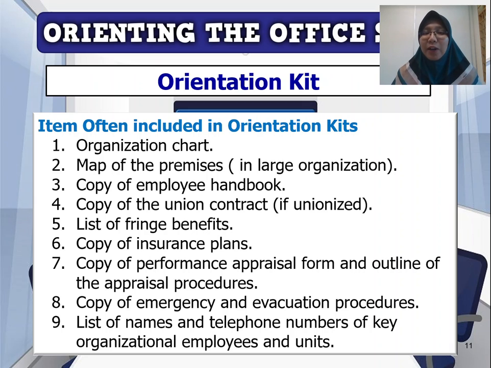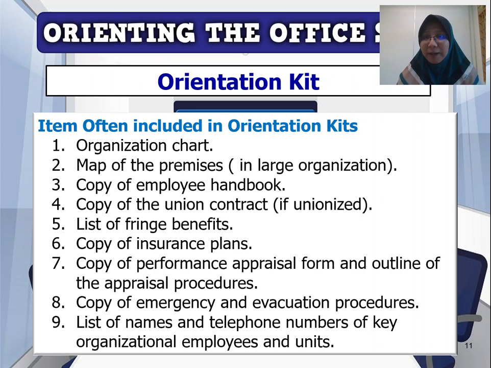The first one is the organization chart. Yes, you need to have the organization chart. Why? Because you know who your top leader is, who your supervisor is, and who the other managers in other departments are. Okay, and then a map of the premises, especially when you are working in a large organization. Okay, a copy of the employee handbook. Yes, are you familiar with the handbook? Right now you are taking 320, so you have the employee handbook, for example. And then the copy of the union contract. Okay, this one depends on the organization.